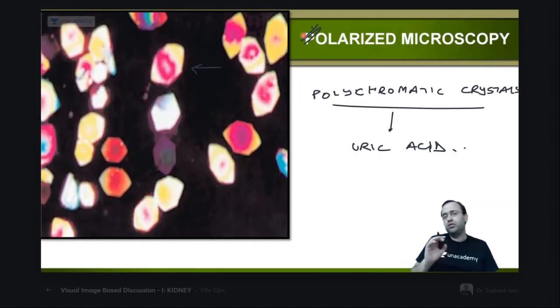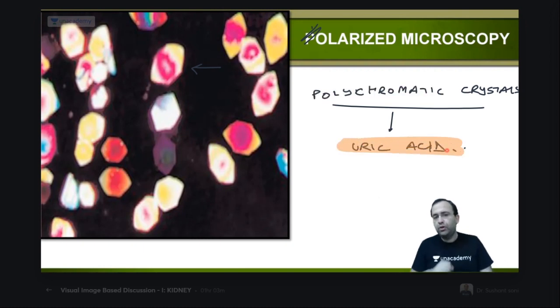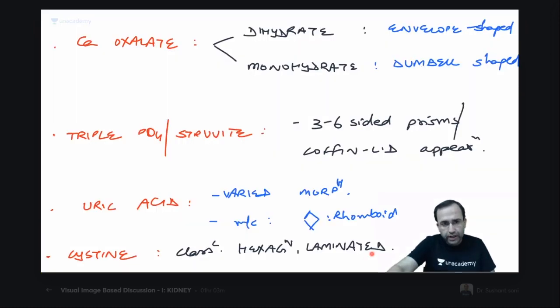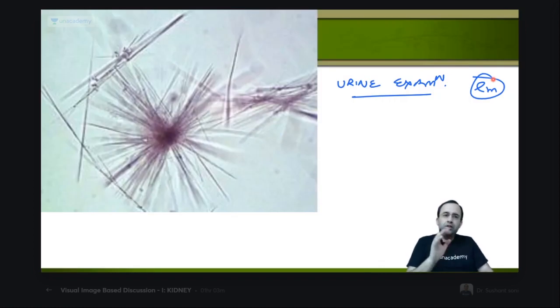Second slide that we saw was on polarizing microscope. A urinary crystal was given, which showed a very colorful crystal. That is, it was polychromatic in nature. Uric acid. Polychromatic, uric acid. Next is the presence of RBCs. This is what RBCs look like.